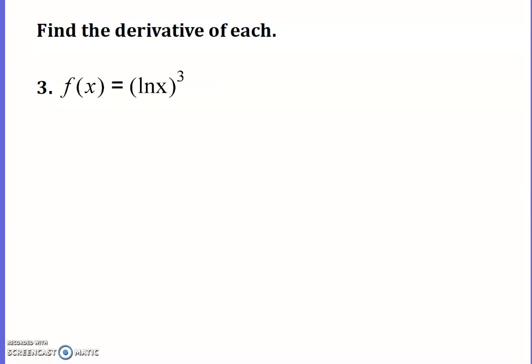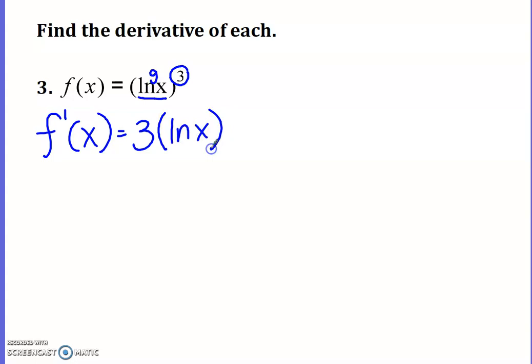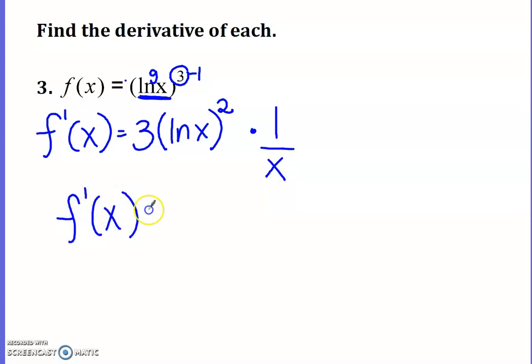Okay, now let's practice with some chain rule. So we have a function and a function here. I have ln x inside of this cubic function. So first I deal with the cube. So I bring this out front. I'm leaving that g of x function alone. So I leave ln x as it is. And then I subtract 1. So I move the 3 out front, and then I subtracted 1 from here. Now I take the derivative of ln x, which is just 1 over x. So we end up with 3 ln x squared all over x.